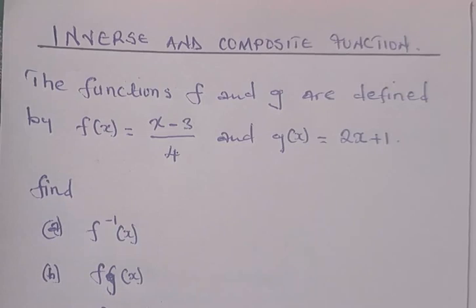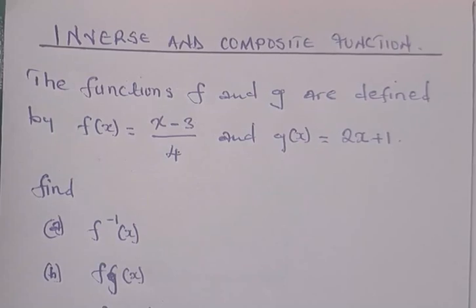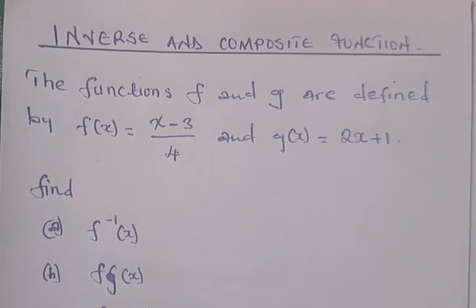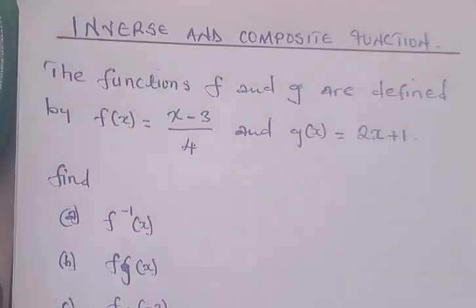It says the functions f and g are defined by f of x is equal to x minus 3 over 4, and g of x is equal to 2x plus 1. The first one, we are told to find the inverse of the function f of x. Remember the inverse: when you have a domain and a range, we use the domain to come up with the range. Now in this case we want to use the range to come up with the domain, so it's like a reverse. So we want the reverse of this function.